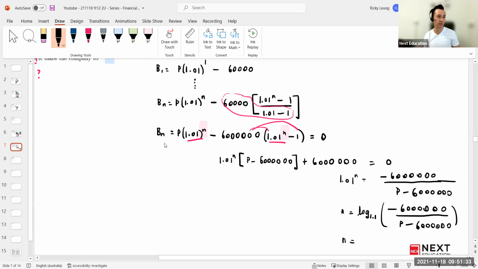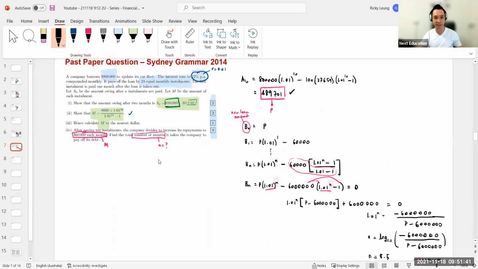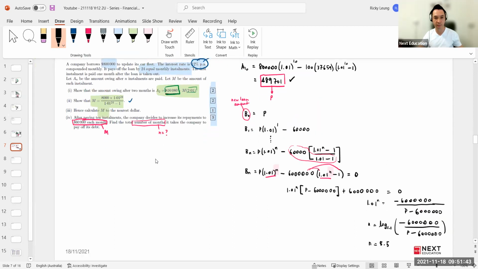And if you did that on your calculator, I believe you get 8.5. Now, once again, what's the context here? It's 8.5, so in the 9th month they'll pay it off. So therefore, N is 9.